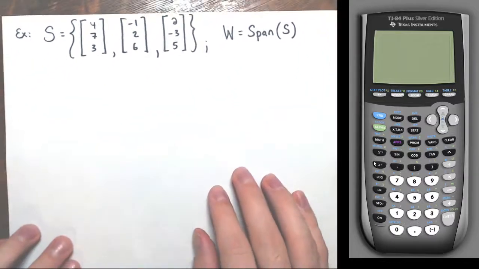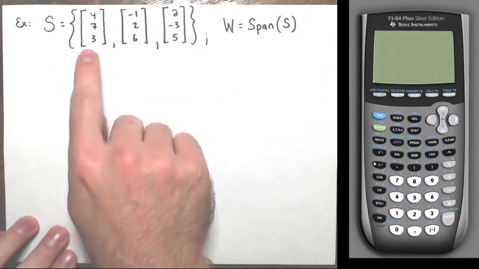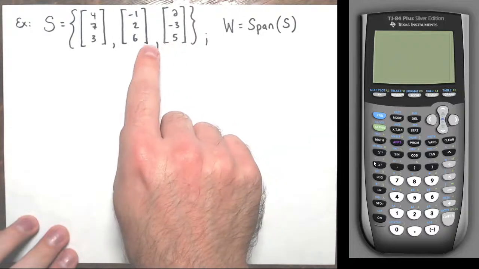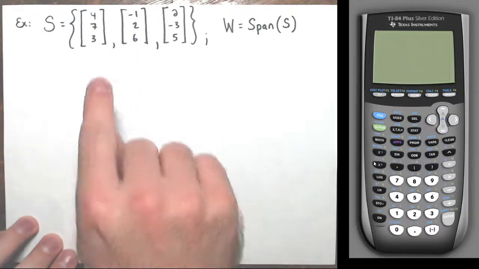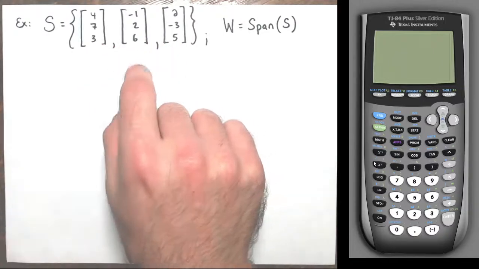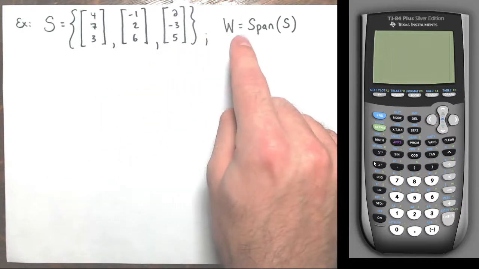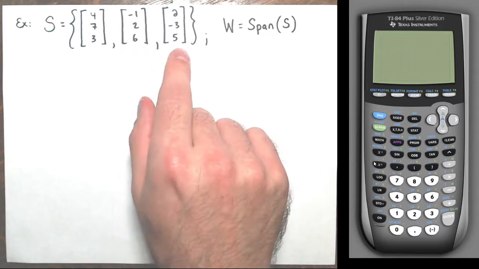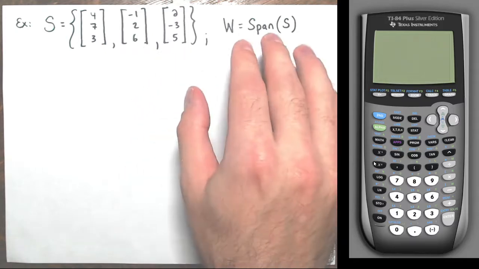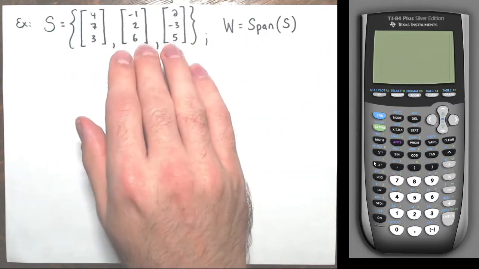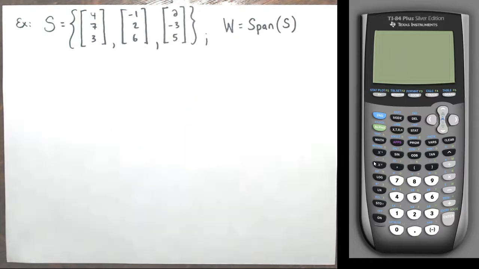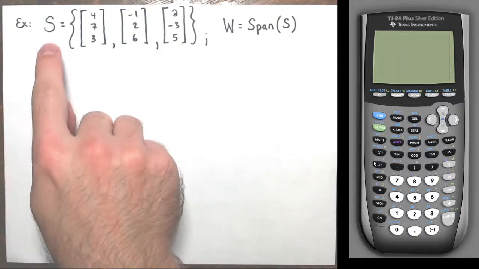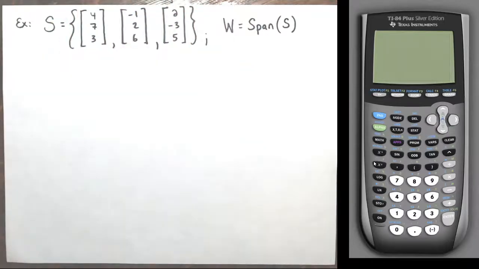All right, so next, S is this set of three vectors, now I'm moving up to R3. Every vector has three components, and W is the set of all the linear combinations of these three. Well, can I write the linear combinations of these three as linear combinations of fewer than 3 vectors? Let's see. Again, I'd ask the question, is S independent?